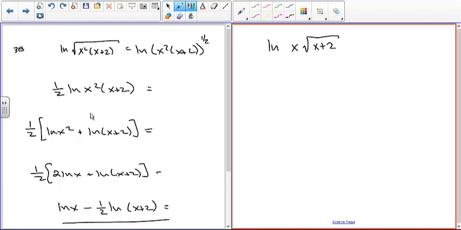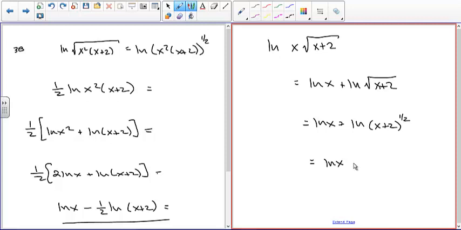This is very similar to what we just did here. We don't have this first step because this is not to a particular exponent. But we do have a product, so we can say it's the natural log of x plus the natural log of the square root of x plus 2. Then we can rewrite this square root as a fractional exponent, and at that point you can bring the exponent out. So you always want to take square roots and cube roots, rewrite those as fractional exponents, and then bring those outside.